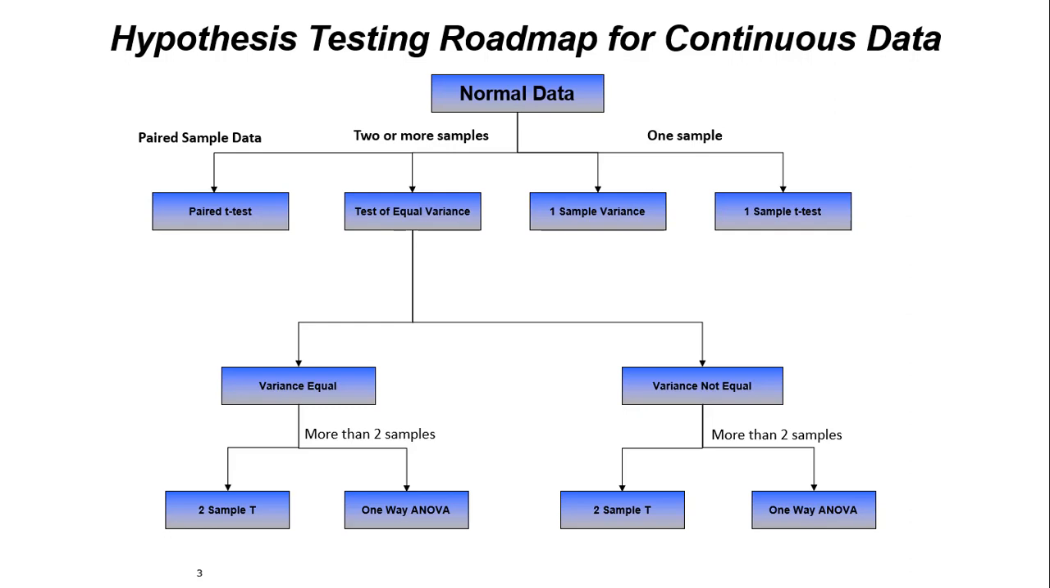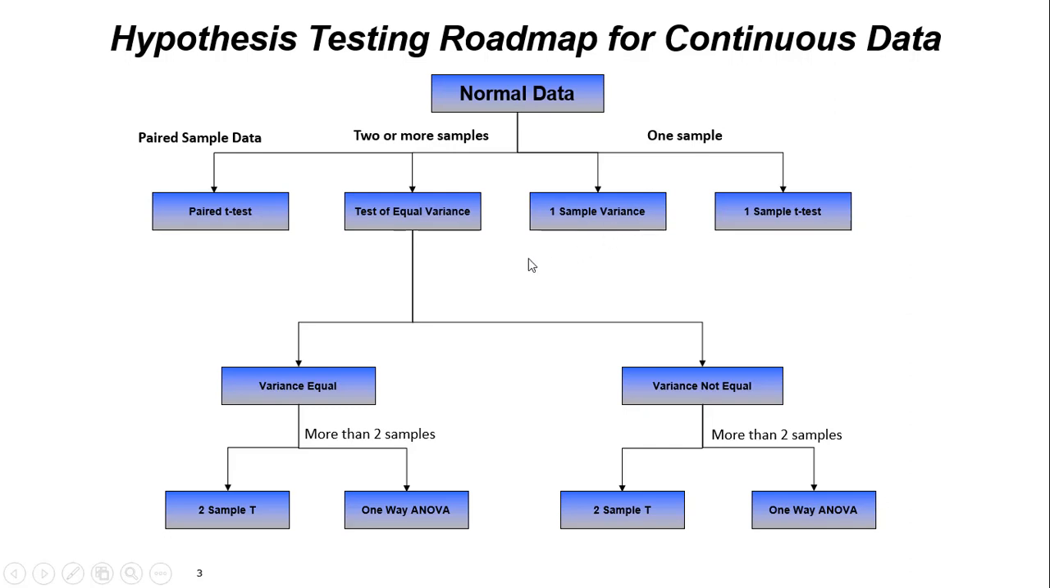To begin with, let's start with a hypothesis testing roadmap for continuous data. In particular, we're going to look at the part with normal data. And let's consider the samples that are possible. It's possible to have just a one sample test, and that would lead to a one sample t-test. This is what we're going to cover in the video. A one sample variance test. We will not cover these, but perhaps in a later video.